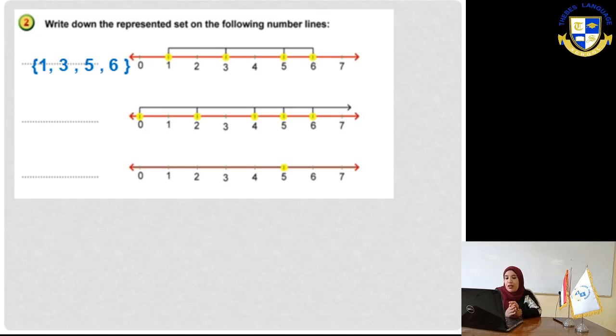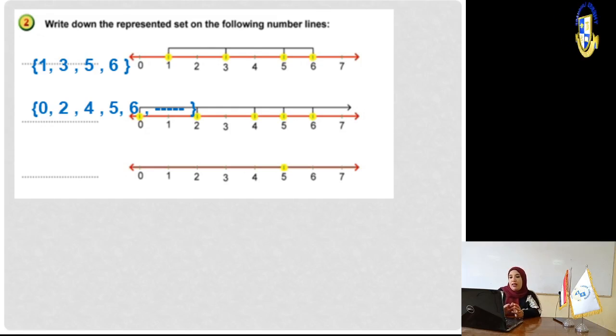Okay, here there is an arrow, so it's an infinite set. Which elements does it include? 0, 2, 4, 5, and 6. So it's the set of 0, 2, 4, 5, and 6, and so on, an infinite set. When you find the arrow, that means it's an infinite set. Okay, third one: on the number line you can find a dot on 5 only, so the answer will be the set of 5.